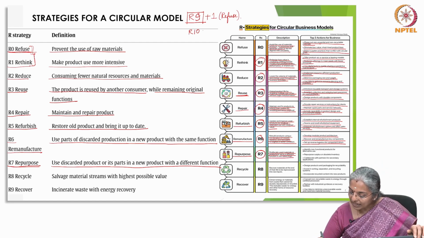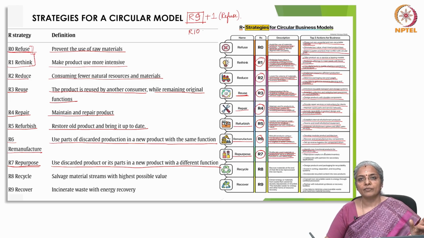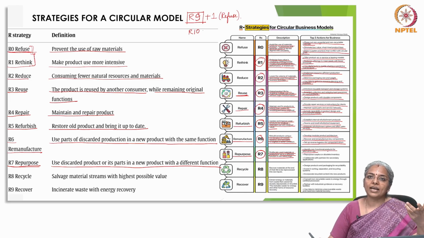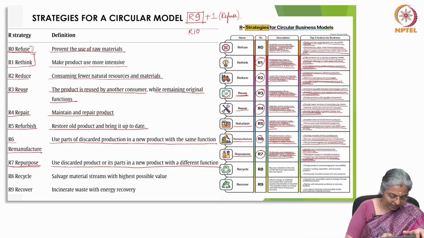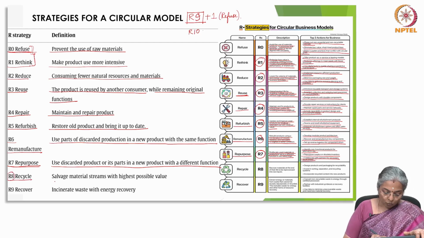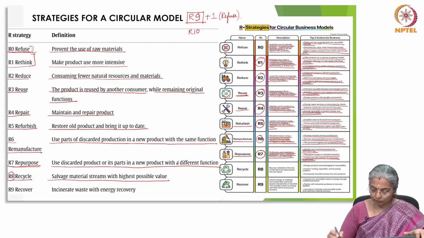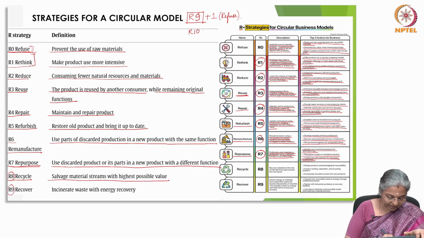This can be done by identifying non-functional products for an alternative use. For example, a soda can as a flower vase, repurpose surplus or obsolete inventory, and collaborate with partners for secondary applications. Then we have the ninth one, which is R8, called recycle, which is salvage material streams with highest possible value. And we have the 10th R, which is R9, which is recover.